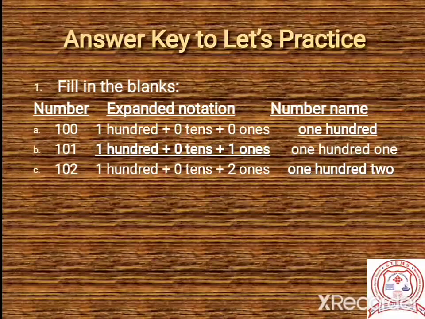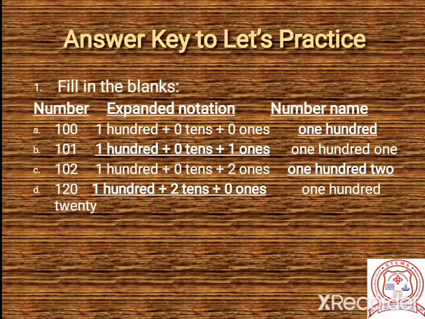Next question, 102. Again here, as 1 is in hundreds place, 0 is in tens place and 2 is in ones place, the number name of 102 will be written as 102. Next question, 120. Here 1 is in hundreds place, 2 is in tens place and 0 is in ones place. So the expanded notation of 120 will be 100 plus 2 tens plus 0 ones.